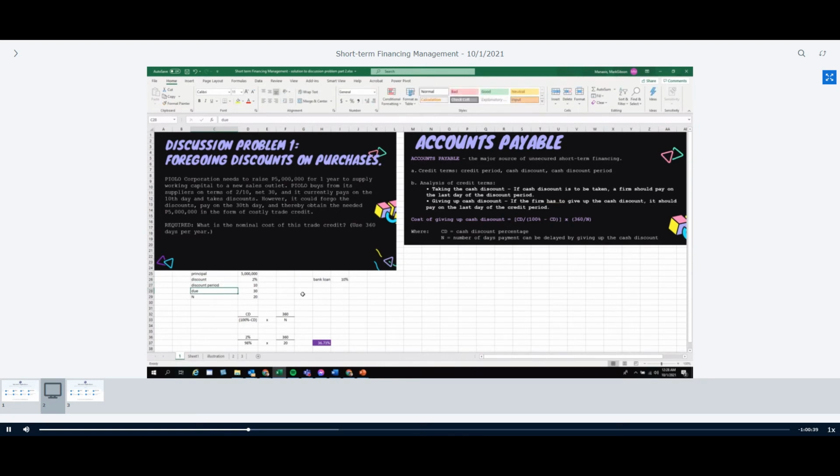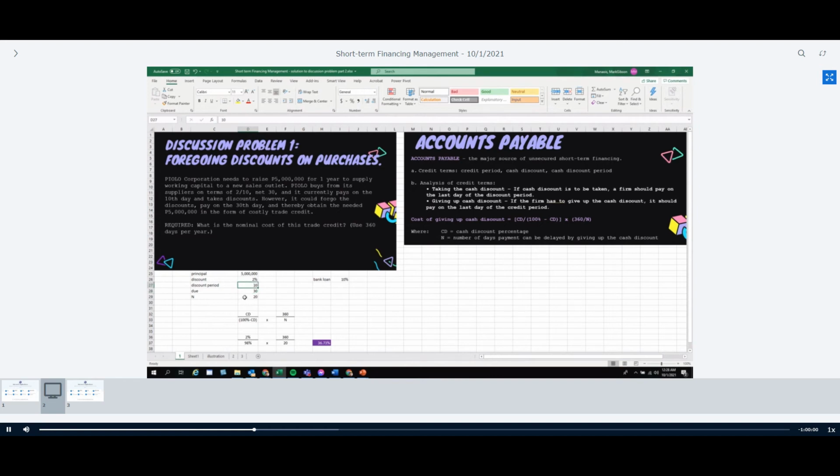And then the credit is due 30 days. No? And of course, N is the number of days payment can be delayed by giving up the cash discount. So that's 30. Diba? Remember, the credit is payable within 30 days, no? And then the discount period is 10 days, no? So ilang days ba yung pwede natin i-delay? So it's 20 days, no? So that's 30 less 10. So our N is 20 days.